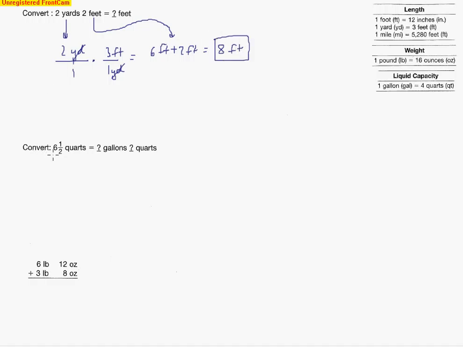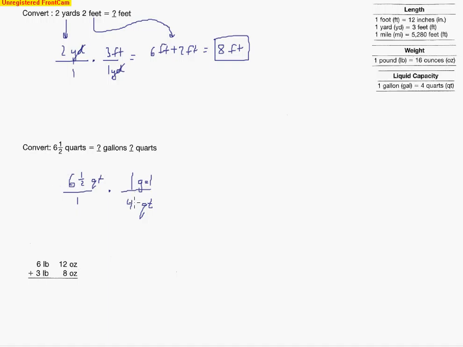So same sort of thing on this next one, 6.5 quarts. So how many gallons and quarts is that? So let's start with that 6 1/2. And that's over 1, and these are quarts. And I want to find out how many gallons and quarts that is. So I'm going to multiply by, I want to cancel out quarts, and I want to have just gallons. So I'm going to put 4 quarts per 1 gallon.